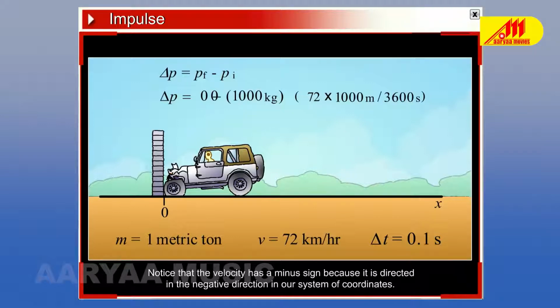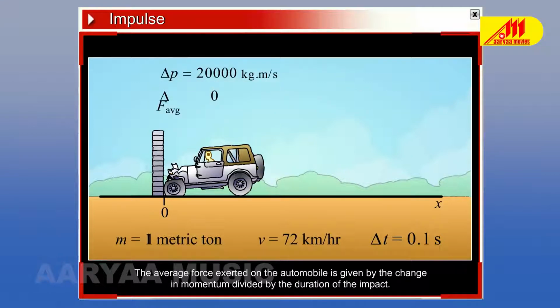Notice that the velocity has a minus sign because it is directed in a negative direction in our system of coordinates. The average force exerted on the automobile is given by the change in momentum divided by the duration of the impact.